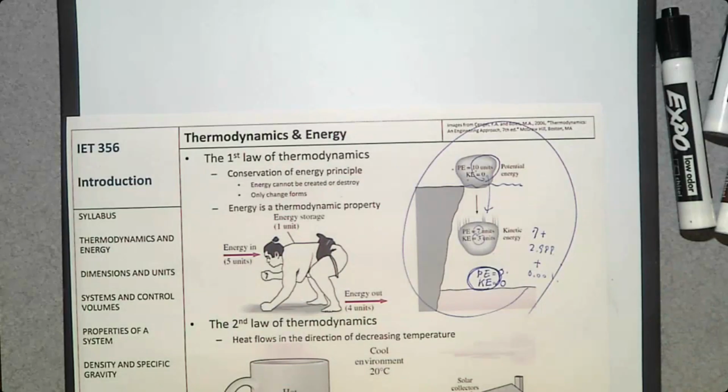So the leftover is going to be chemical energy plus thermal energy, which is heat. So once the rock hits the ground, the temperature of the rock goes up slightly, and the breakage of the chemical bonding between atom to atom, the total of the chemical energy is going to be approximately 10 units. So this example does not violate the first law of thermodynamics.